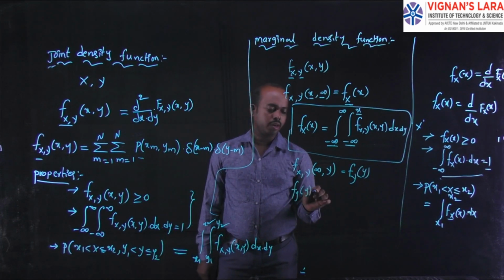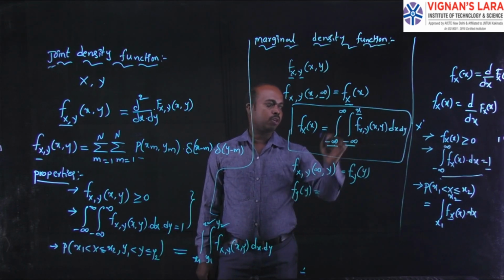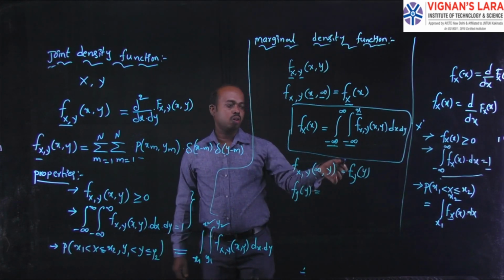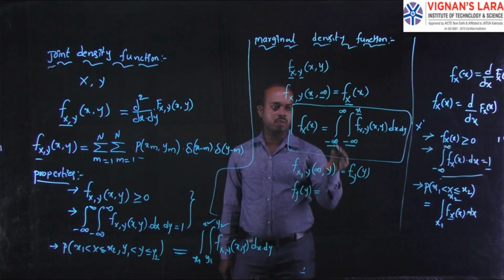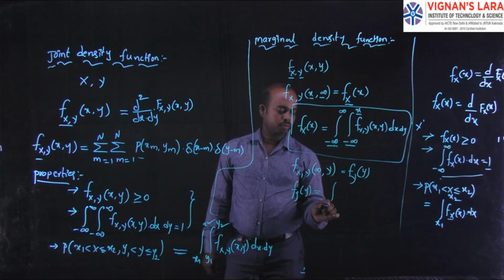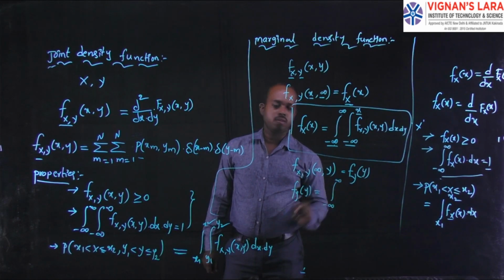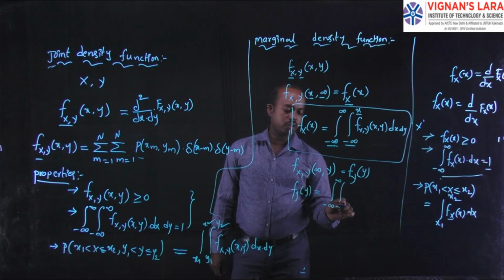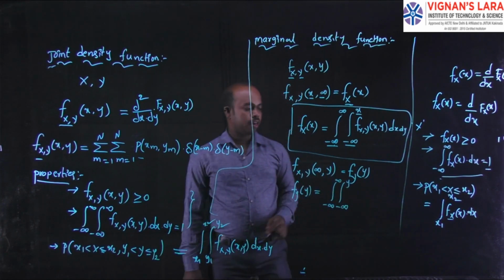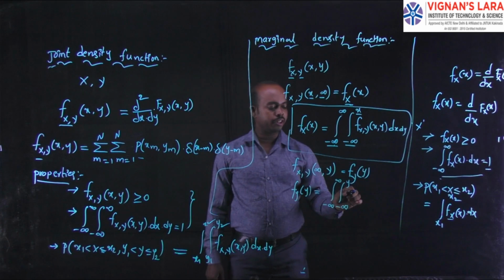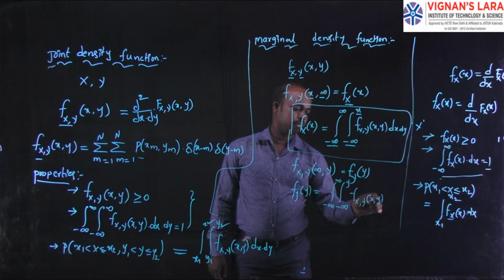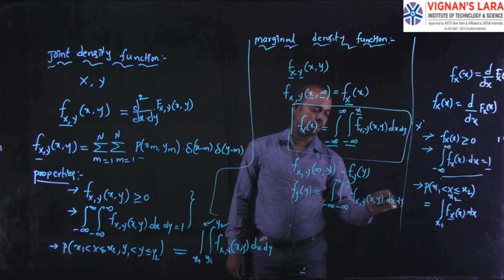f of y is equal to the same formula rewritten here, but the element we are eliminating is the x term. For the x term we assign the limits minus infinite to plus infinite. These limits belong to x, and for the y term we assign the limits minus infinite to y. And we rewrite the joint density function f of x comma y, dx dy.